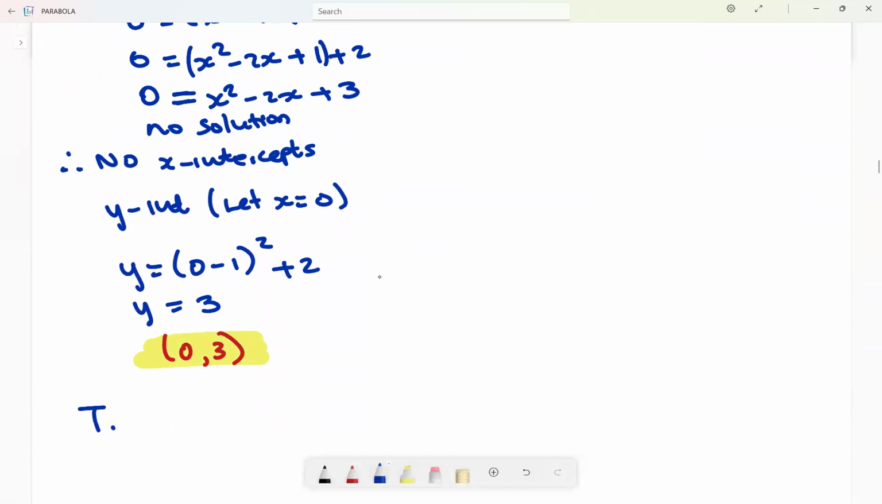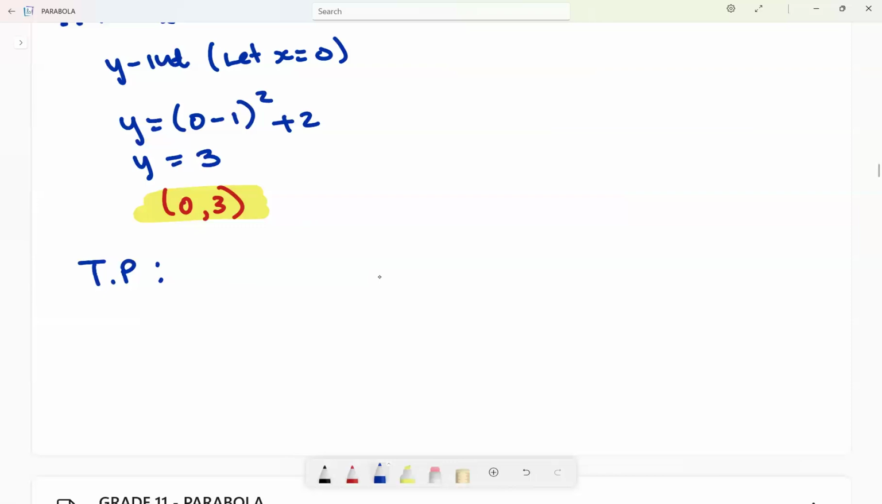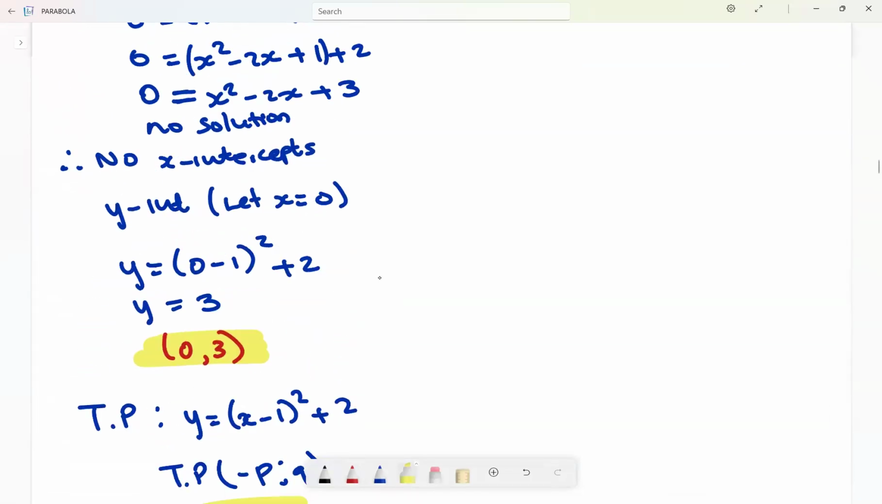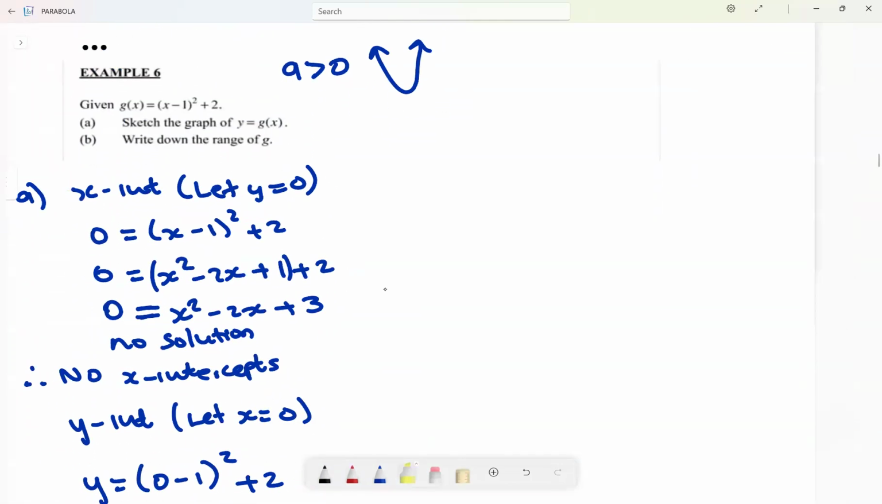And then let's look at the turning point. If I'm given y is equal to (x minus 1) squared plus 2, remember, my turning point coordinate is going to be the negative of p and q. I take this, but when I write it, I write it with changed sign, which is 1 and 2. So this is my turning point. Let me try to plot that in a graph.